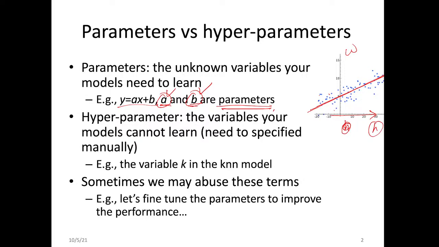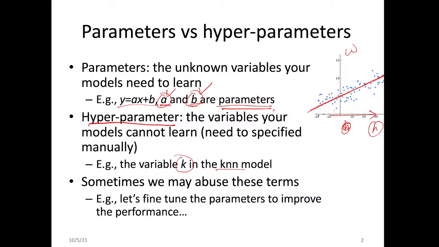On the other hand, a hyperparameter is a variable decided manually by the programmer, by you, by a human. So for example, in KNN, this K is a hyperparameter, because K is decided by the user. You need to specify how many neighboring training instances you want to reference.